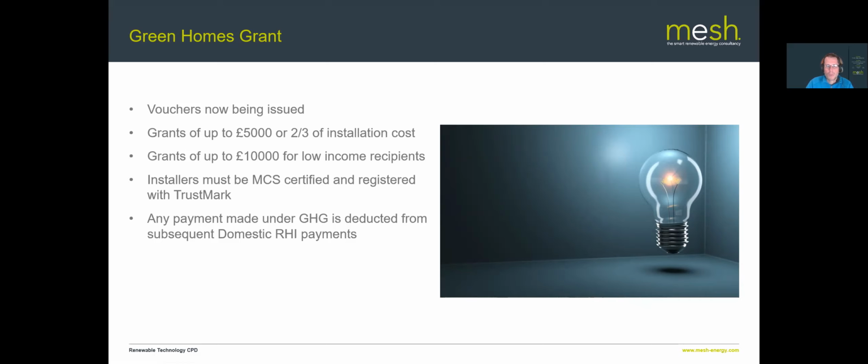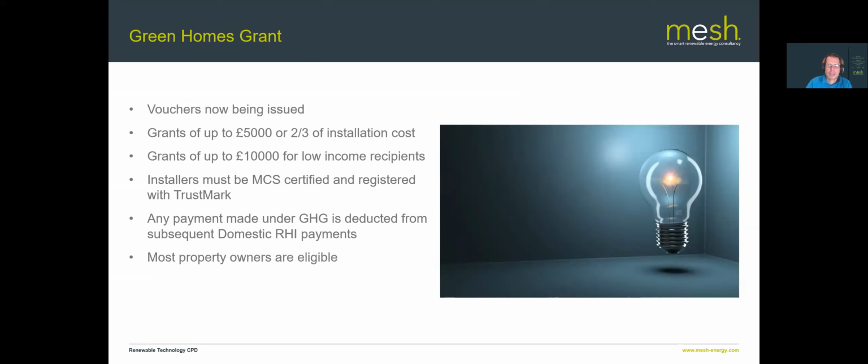So this is the last point, the one that I wanted to pick up. Basically, if you receive the Green Homes Grant, effectively the way they do it in conjunction with the RHI is they just look at it as an advance of RHI payments. So it just helps offset that initial capital cost a little bit more. So whilst it doesn't mean you get any more money in the long run, it does hopefully help you finance that initial outlay a little bit better.